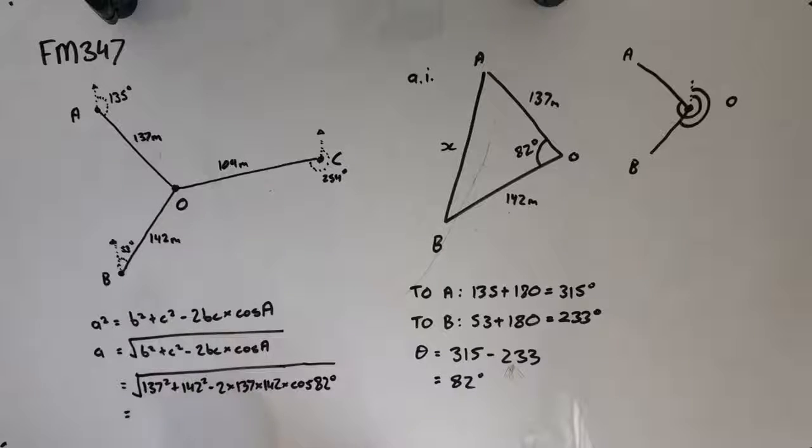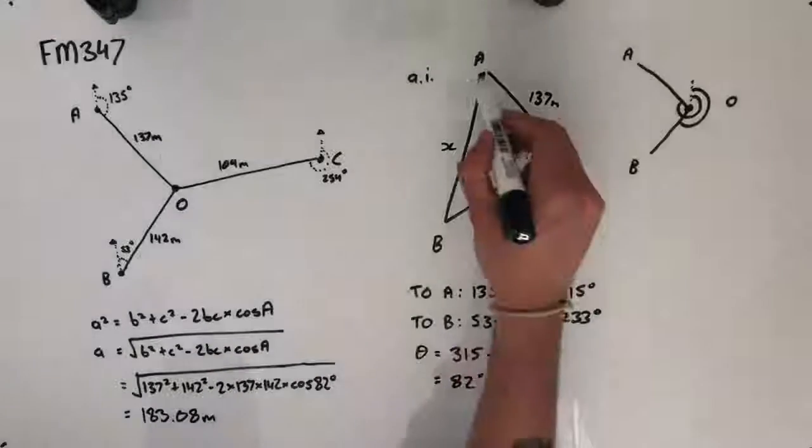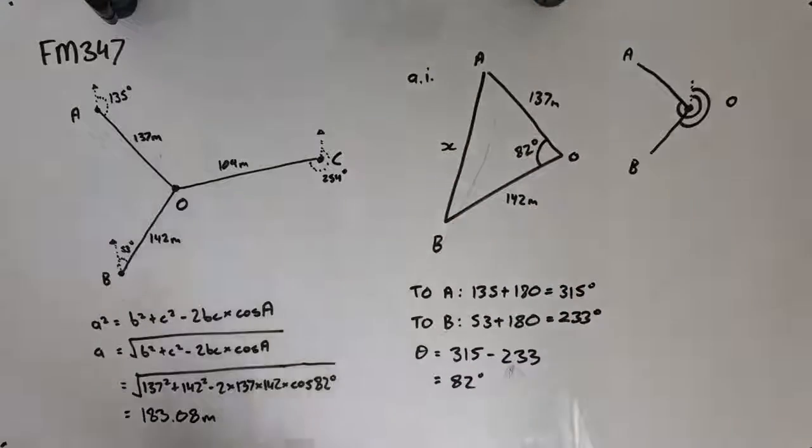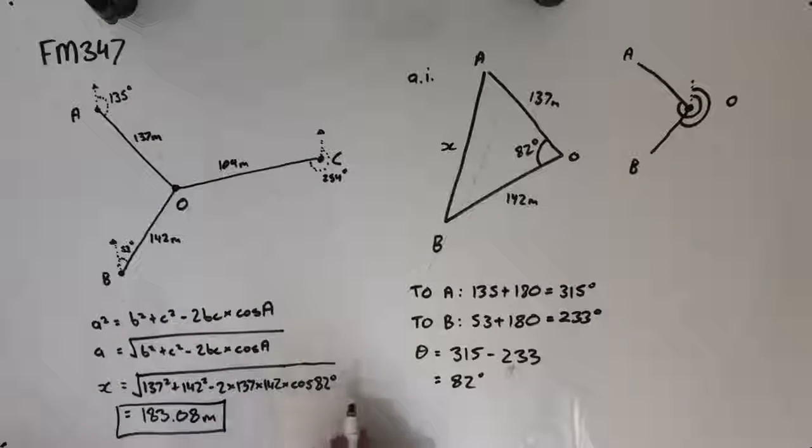Plugging all of this into a calculator and rounding to 2 decimal places, we should get an answer of 183.08 meters for this side length x here. So I should have substituted that x in there, and there's your answer for that. And that's exactly what we've been asked to find.